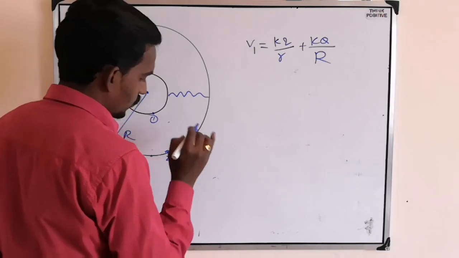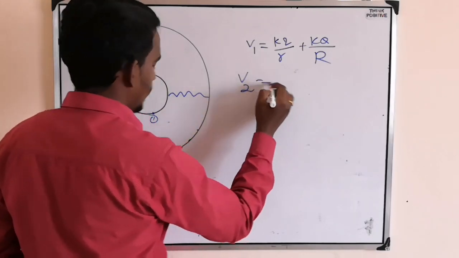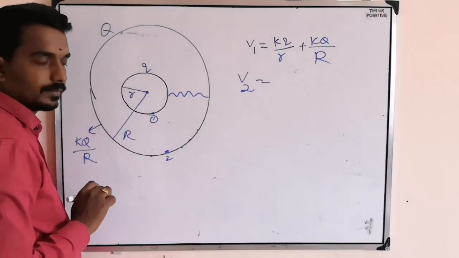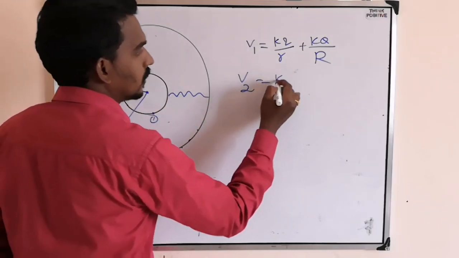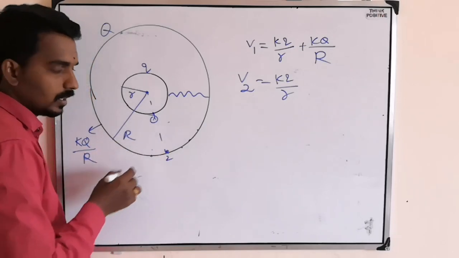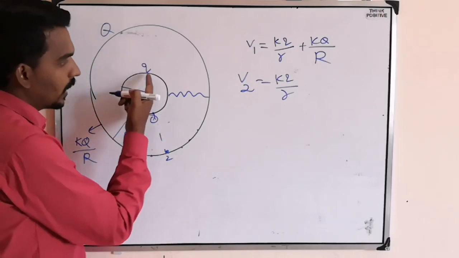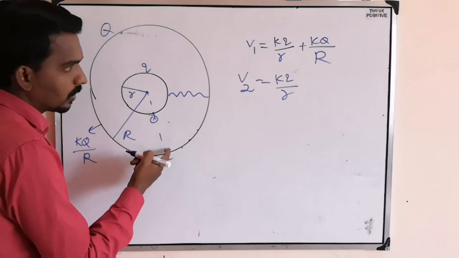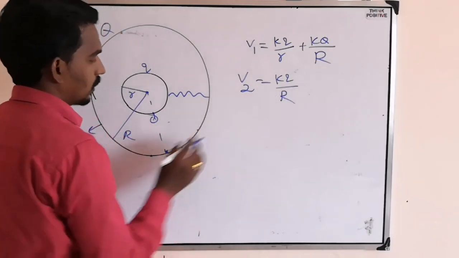Now take the outer one. Now the potential on this surface due to this is kq by r, because this point is now outside. Outside point. So kq by, what is the distance of the point? Capital R.